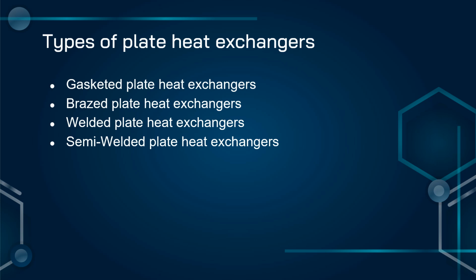Now we move on to talk about types of plate heat exchangers. So we have about 4 types. The first one is gasketed plate heat exchangers. We also have brazed plate heat exchangers. The next one is welded plate heat exchangers. And then we also have semi-welded plate heat exchangers. So let's briefly explain what these types are.